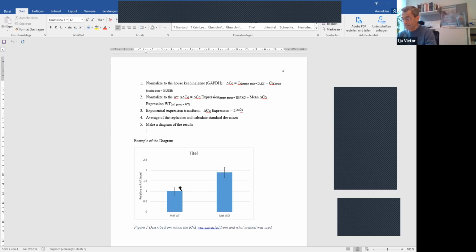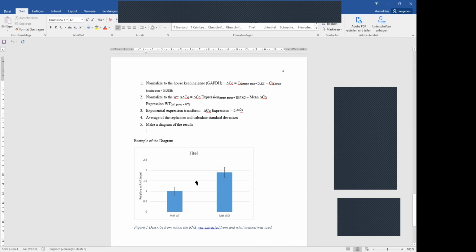Okay. And then you compare the same way also the knockout values against the wild type mean, which is 1. Is it clear? I think I am at the next step, but I will just try it, and if it doesn't work, I can write you an email.